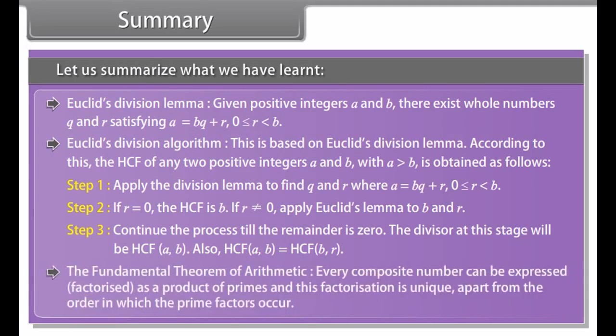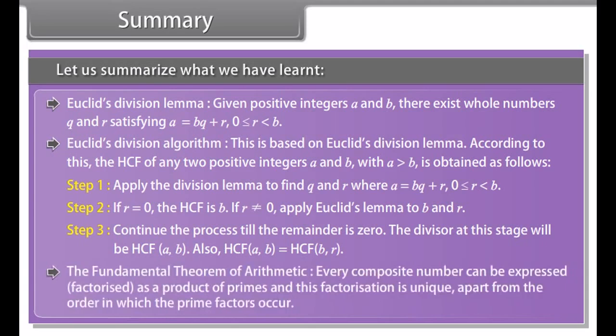2. If r is equal to 0, the HCF is b. If r is not equal to 0, apply Euclid's lemma to b and r. 3. Continue the process till the remainder is 0. The divisor at this stage will be HCF(a, b). Also, HCF(a, b) is equal to HCF(b, r).